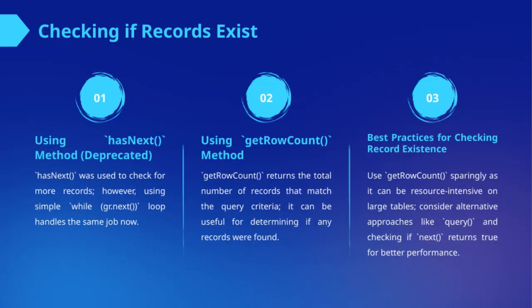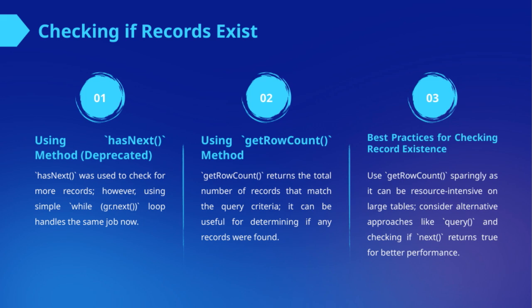Let's talk about checking if records exist in your data. First, it's important to be cautious with the getRowCount method. While it can tell you the total number of matching records, it can also be resource-intensive, especially on large tables. So it's best to use it sparingly. Instead, consider alternatives like using the query method and checking if next returns true. This approach tends to be more efficient and performs better.